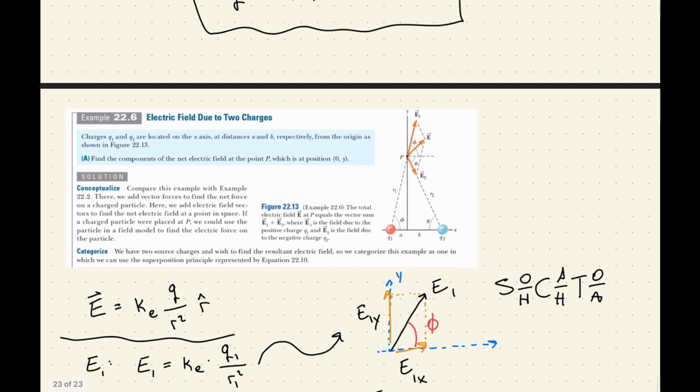And another thing I'm seeing is that R1 here is given to us by this triangle, which is given by a and by y, because they're telling you that this point P is at the location 0, y. So it's a distance y away. So let's find the value of this R1 in terms of y and a. It's very simple. R1 squared is equal to, by the Pythagorean theorem, a squared plus y squared. You guys can see that, right?